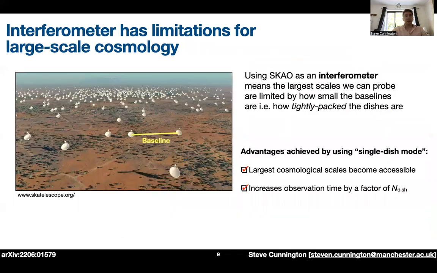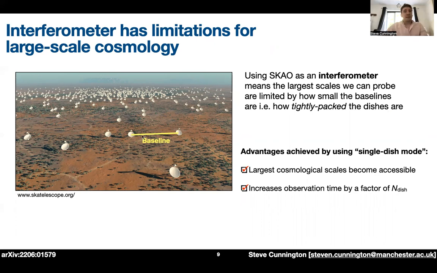So this is the idea behind why using an interferometer is to get really good resolution on small scales. But for cosmology, we're not necessarily that interested in the really small scales. And in fact, the interferometer becomes a bit of a challenge. If we were to use it as an interferometer, we're not necessarily sensitive to cosmological scales. And this is because the field of view that you can record with an interferometer is limited by how small these baselines become. In other words, how tightly packed all of these dishes are. And for the SKA and for MeerKAT, these dishes aren't sufficiently tightly packed to be sensitive to things like the BAO scale, which of course is what we're interested in.